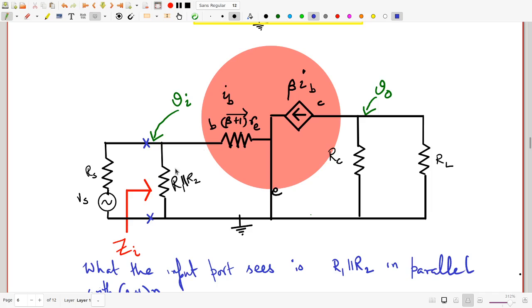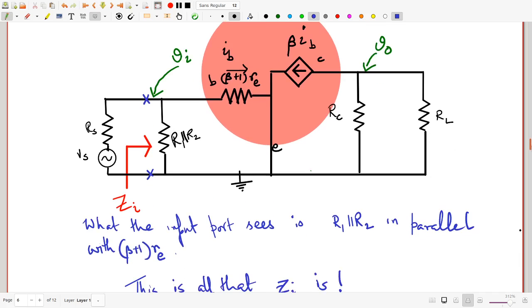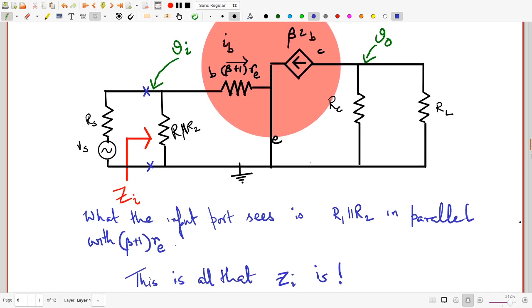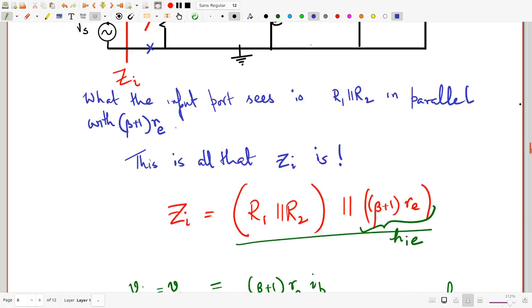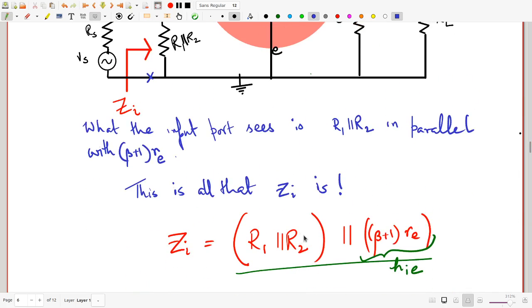So notice that all the resistance you see between these 2 ports is simply a parallel combination of this resistance and this beta plus 1 RE. So this is all that you see, and that's all that Zi is. So Zi comes out to be simply R1 parallel R2 parallel with beta plus 1 RE, which of course is HIE for the transistor.